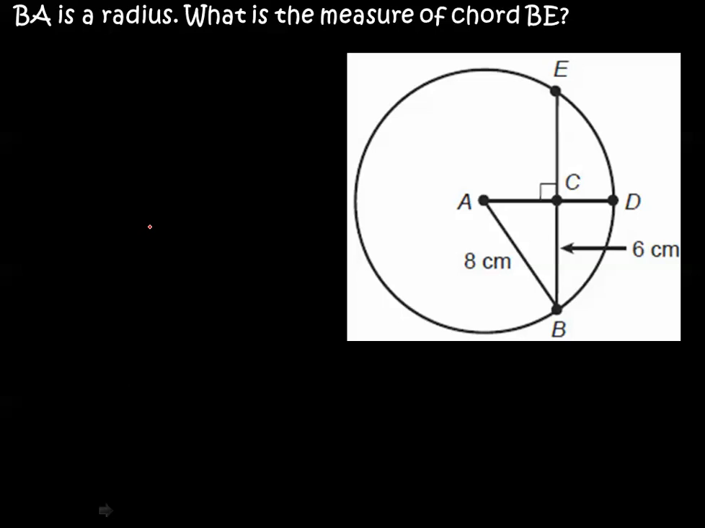Okay, here's our next problem. It says BA is a radius. What is the measure of chord BE? Alright, let's look here. BA is a radius. Where's BA? Okay, there it is, right here. And it's 8 centimeters. What is the measure of chord BE?